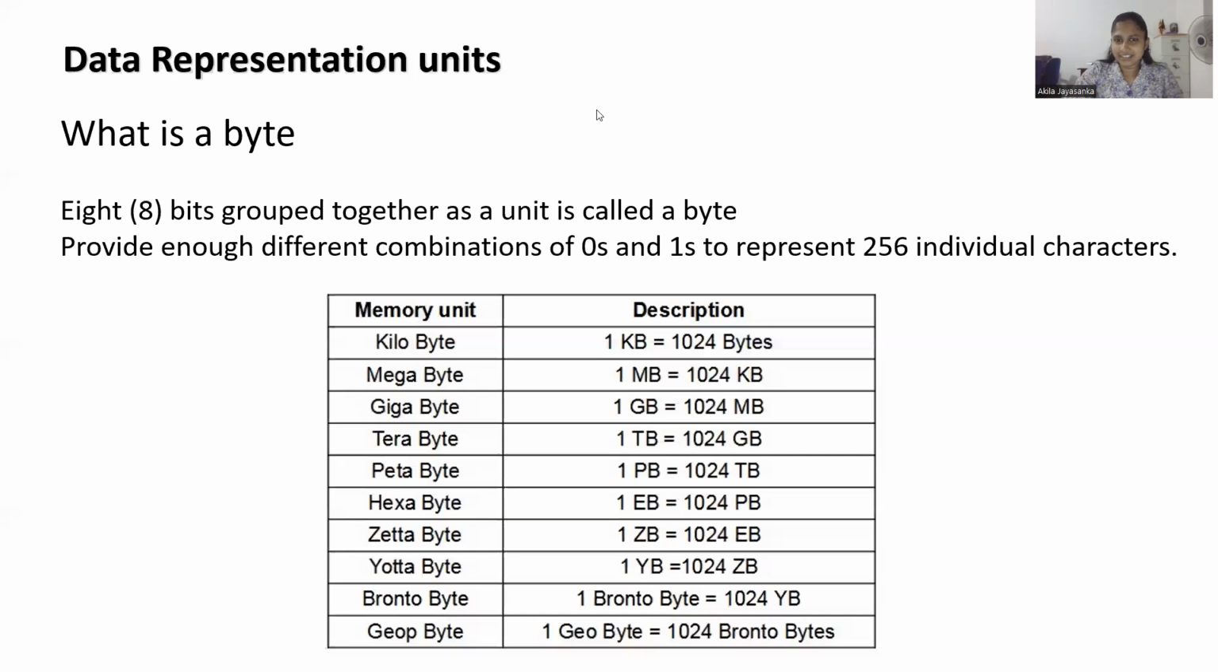Ma'am, we can represent them by binary digits. Very good. Thank you very much for your response.